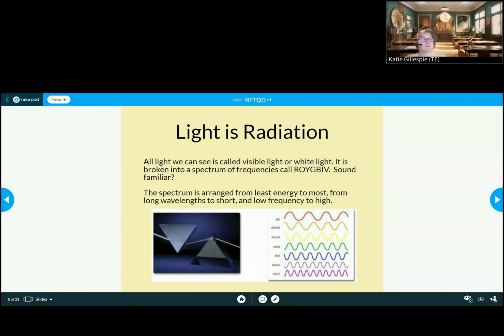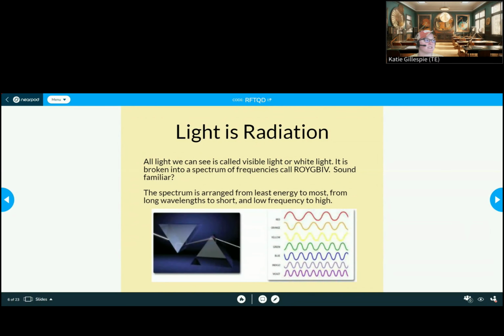The visible light spectrum is all of the light that the human eyeball can see, okay? It is all white light, incandescent light, fluorescent light, and obviously light from the sun. This is white light. And that light is actually broken into different frequencies. And those frequencies are Roy G. Biv. And I'm sure that sounds pretty familiar, right? The colors of the rainbow. Well, it's not just the colors of the rainbow. These are actually different frequencies, different wavelengths of light.